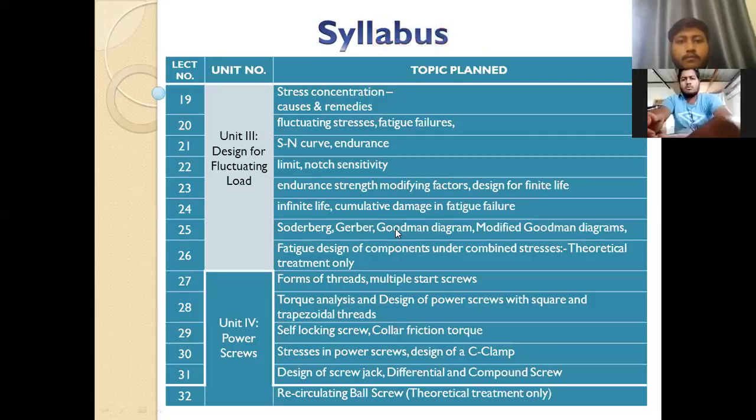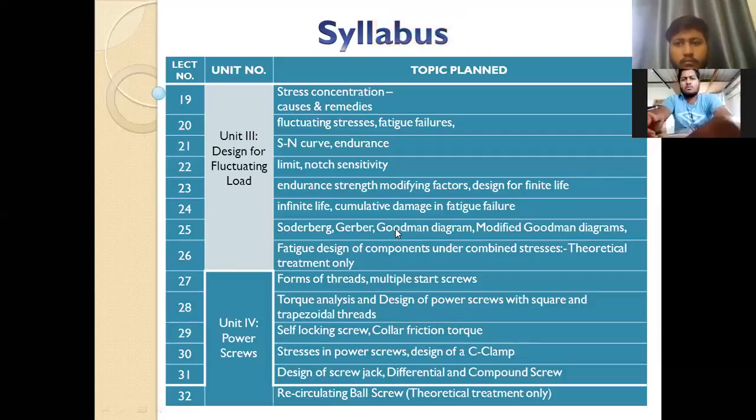Collar friction torque. This is an extra component we have to add while doing the design. Once we have the concepts of the different threads, the different types of screws, and the self-locking screw, then we'll do the actual design of screws, like the one we use in the C clamp. We use a C clamp in the workshop to hold material while we are working on it. The nut and bolt we use in the C clamp is a power screw. So we'll do the design of that.